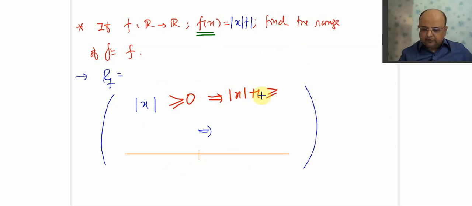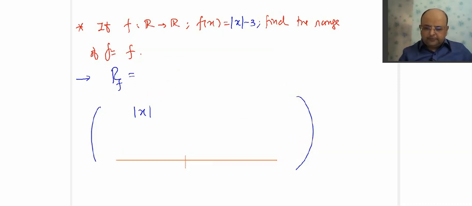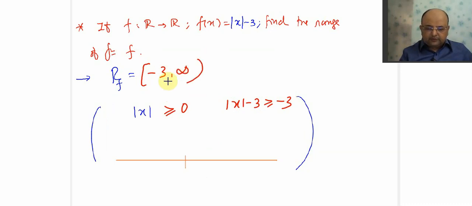Mod x is always greater than or equal to 0, so mod x plus 1 is greater than or equal to 1, adding 1 to both sides. So f of x is greater than or equal to 1, so the range is the closed-open interval 1 to infinity. Okay, mod x is greater than or equal to 0, so mod x minus 3 is greater than or equal to minus 3, so the range of f is the closed-open interval minus 3 to infinity.